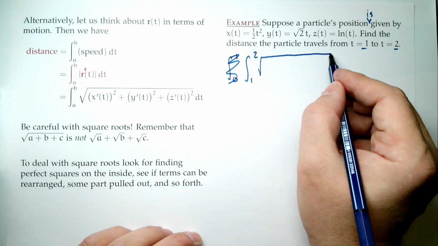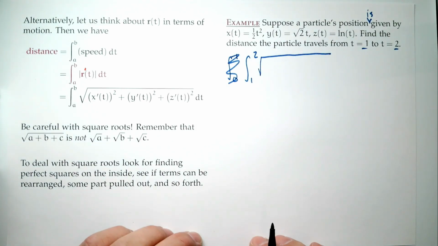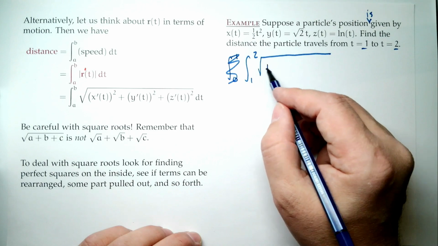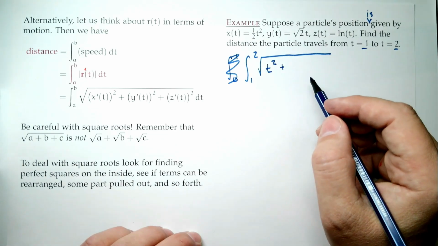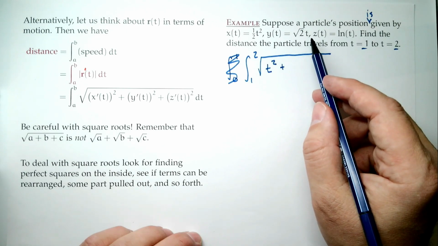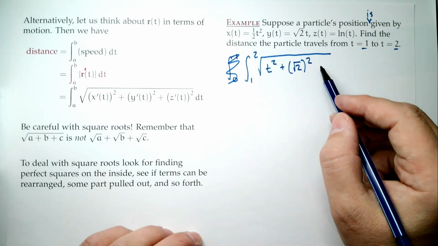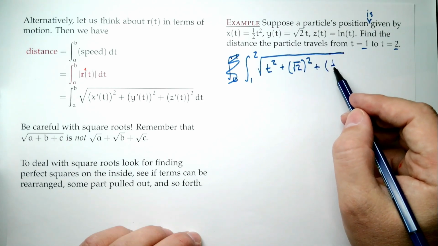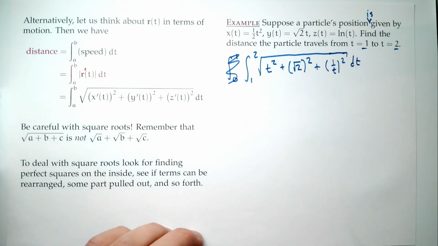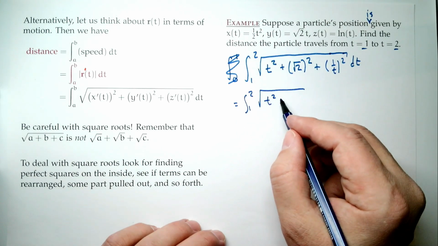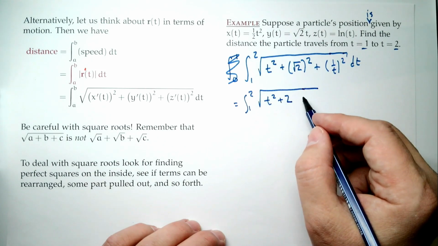Square root of, what's x prime? T. Taking derivative. Yeah. T. And then we square it. T squared. Okay, what's y prime? Y is root 2t, so y prime is root 2. Squared. What's z prime? 1 over t squared. All right, so we have the integral from 1 to 2, t squared plus root 2 squared plus 1 over t squared. Okay. What can we do? I'll go ahead and square that root 2. T squared plus 2 plus 1 over t squared.